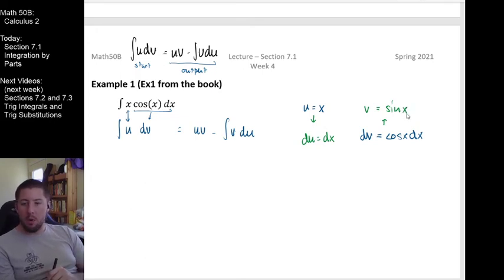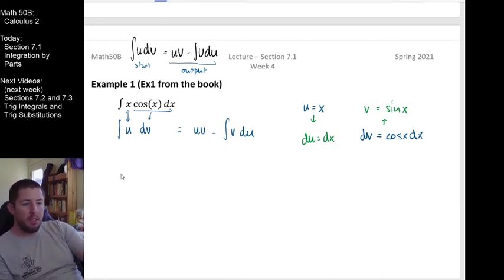So the blue parts are what we chose. The green parts are what we determined based on what we chose, but we needed these green parts because, notice that v du is exactly the integral we're going to be giving ourselves to then have to solve once we make our substitution right now. All right? So let's go ahead and do that. So it looks like I'm now saying x cos x, that's my u dv, equals u times v. That's my first term. So that's going to be x times sine x.